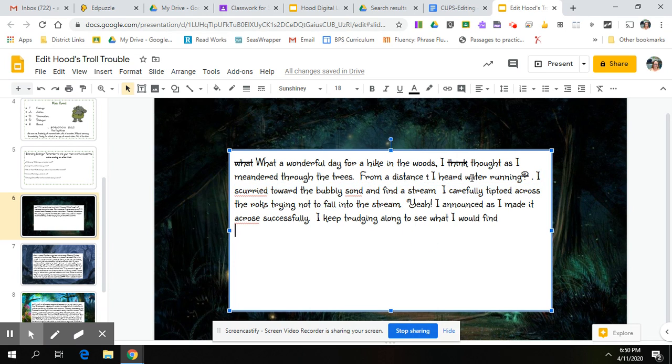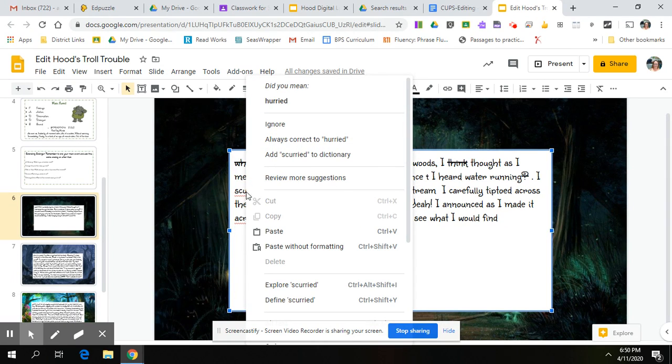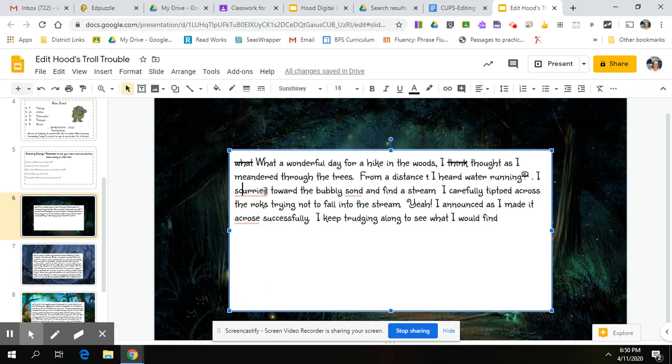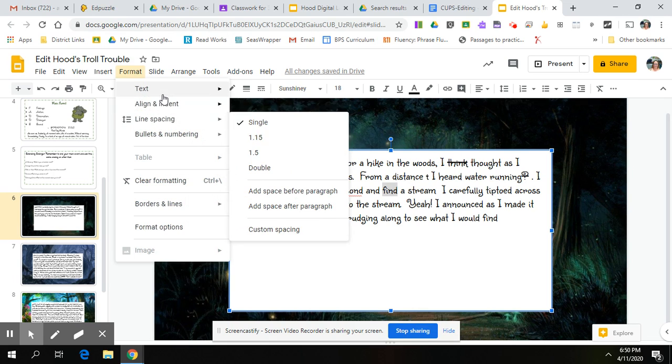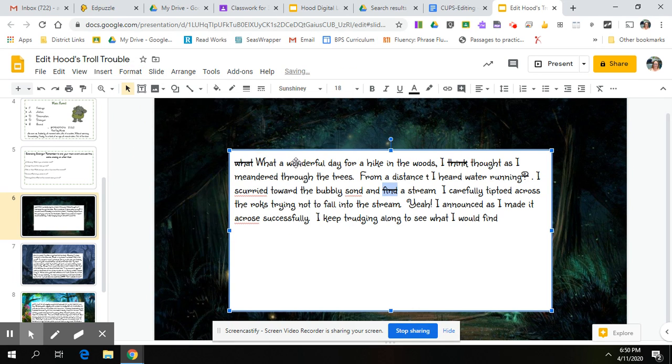Okay, boys and girls, let's see how well you did. So right here, I'm not sure why this is underlined, because scurried is correct. I scurried toward the bubbly sound and find a stream. That doesn't sound right to me. I scurried, this is in the past, toward the bubbly sound and find a stream? Find. If this is in the past, I shouldn't be using the word find. That's a usage mistake. So what word should you have used? You were correct. You guys said found. Sorry, that didn't need to be capital.